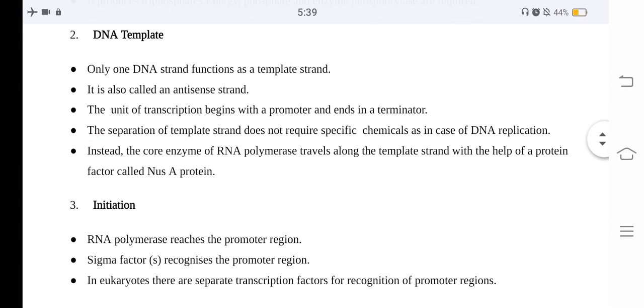Then the DNA template. Only one DNA strand functions as the template strand. It is also called an antisense strand. The unit of transcription begins with a promoter and ends in a terminator. The separation of the template strand does not require specific chemicals as in the case of DNA replication. Instead, the core enzyme of RNA polymerase travels along the template strand with the help of a protein factor called NUS-A protein.